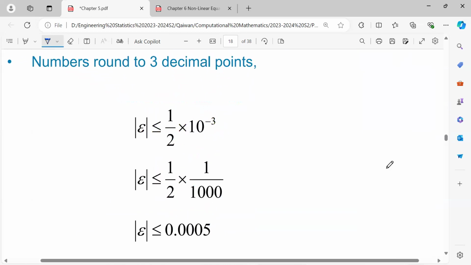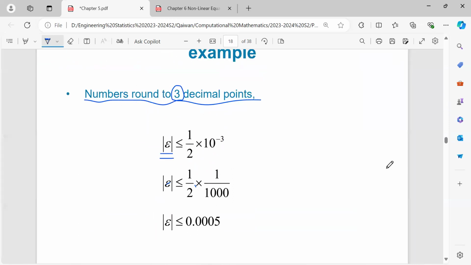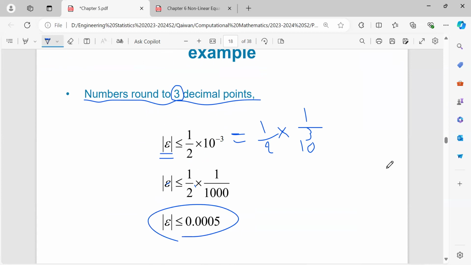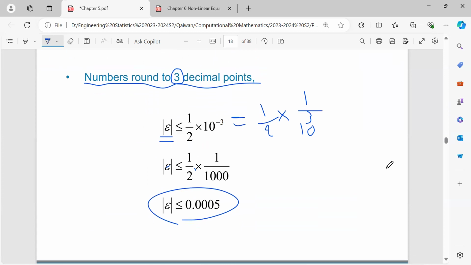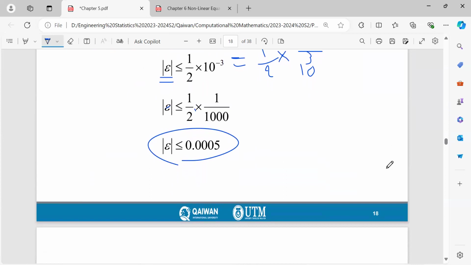If we round to 3 decimal points, its absolute error is a half times 10 to the power minus 3. So it is a half times 1 over 1,000. 10 to the power negative 3 is 1 over 10 to the power 3, and 10 to the power 3 is 1,000. We get this value. So the error must be less than or equal to this value if you round a number to 3 decimal points.